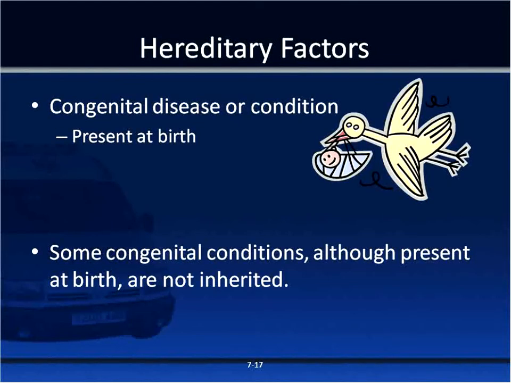Heredity plays a role in some diseases. A congenital disease or condition is present at birth. Some congenital conditions are obvious at the time of birth, whereas others may not show signs or symptoms until later in life. Examples of congenital conditions include dwarfism, epilepsy, muscular dystrophy, sickle cell anemia, and Down syndrome. Some congenital conditions, although present at birth, are not inherited. Cerebral palsy is a condition associated with a difficult delivery.